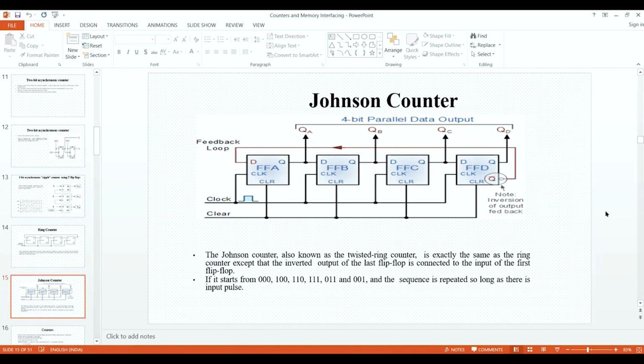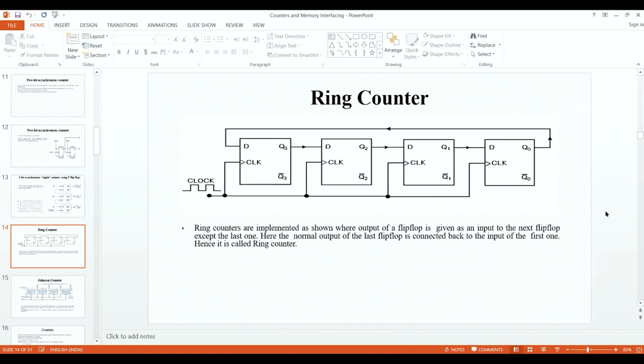So the Johnson counter is also known as the twisted ring counter. Now, when I say twisted ring counter, it is exactly the ring counter. There is only one difference between the ring and Johnson counter: the inverted output. You can see the feedback. If I go back, you can see in this one the non-twisted output is given, not the inverted output.